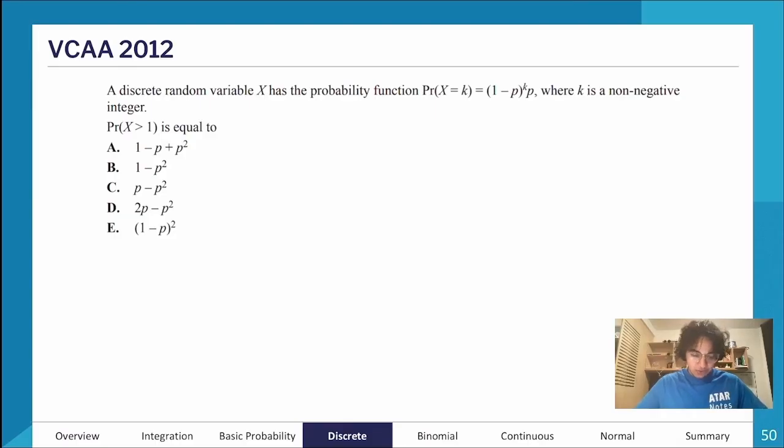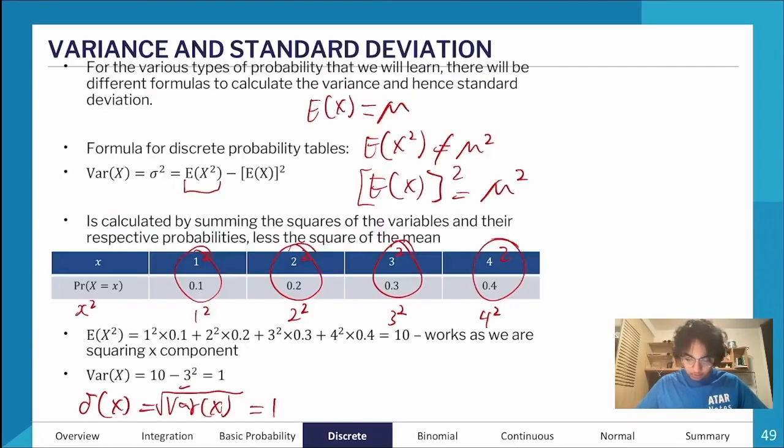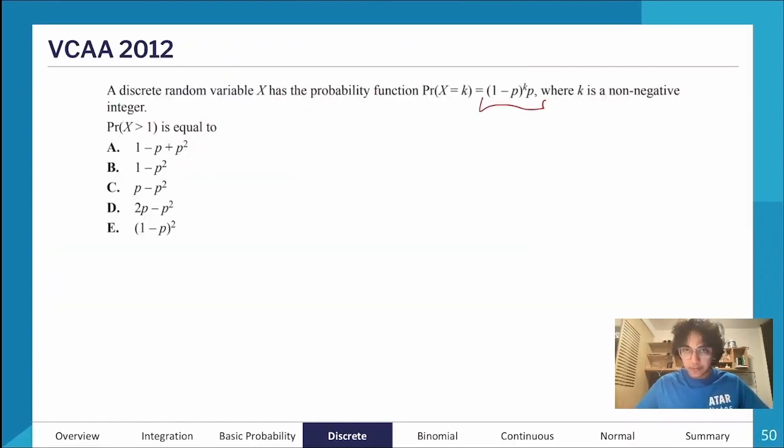So a discrete random variable x has the probability function, the probability of x equal to k, and that function is given by this equation, where (1 minus p) to the power k times p, where k is a non-negative integer. The probability of x is greater than 1 is equal to, okay, so we've got to try and work this out. So we've got a discrete random variable.